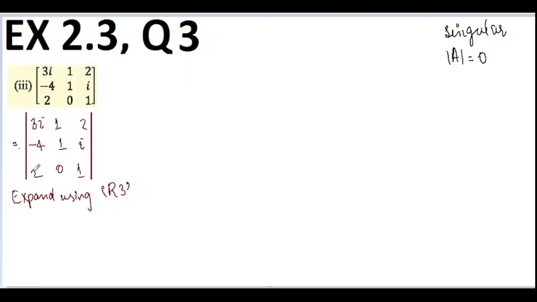And now for R3 it is positive, negative and positive, so 2 and 1 would be positive and 0 would be negative and it has no use, so we are going to write it as 2 into a 2 by 2 matrix determinant, and then plus 1 with again a 2 by 2 matrix determinant. Now we are going to leave this row and this column for this matrix and we are left with 1, 1, 2 and iota.